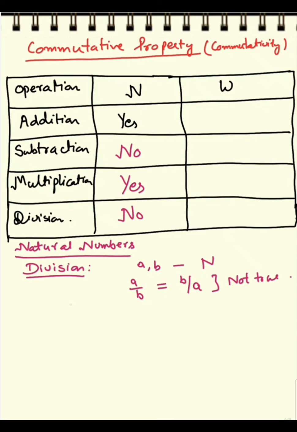We can prove this also. If I take A equal to 3 and B equal to 4, then 3 by 4 is not equal to 4 by 3. So we can write here no.